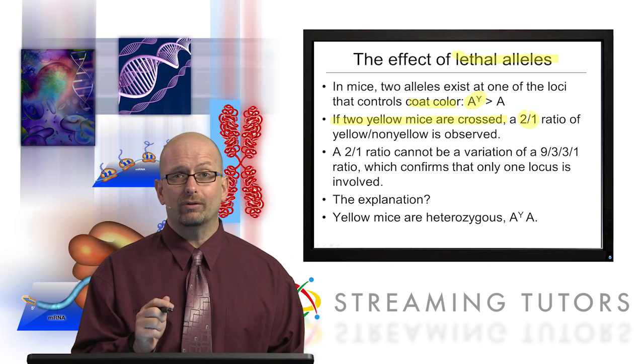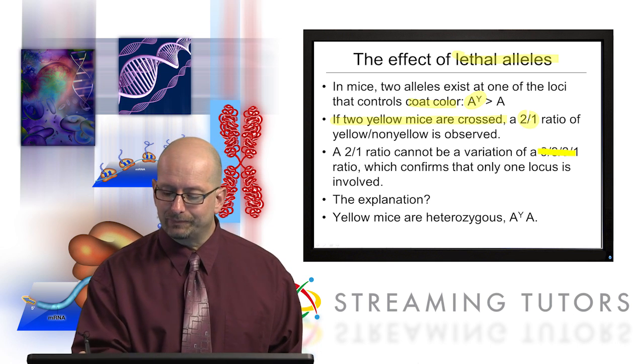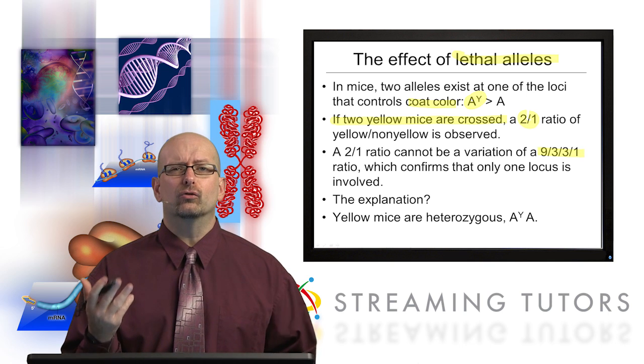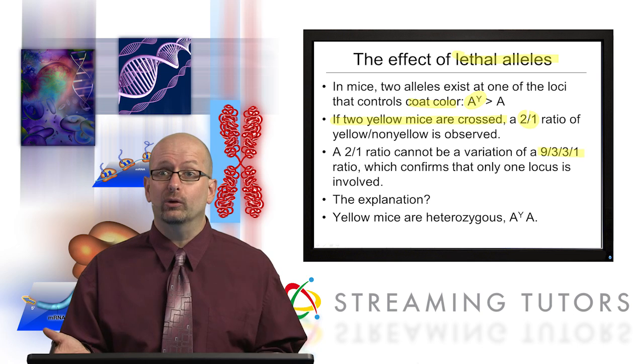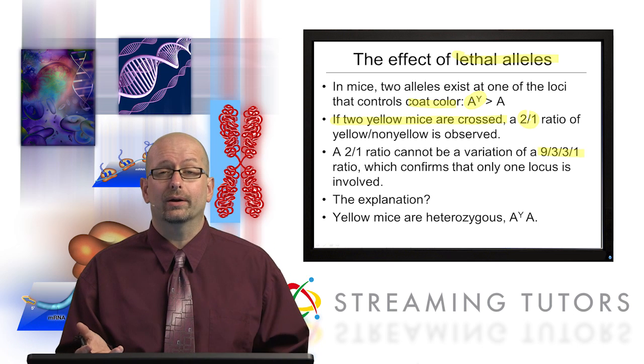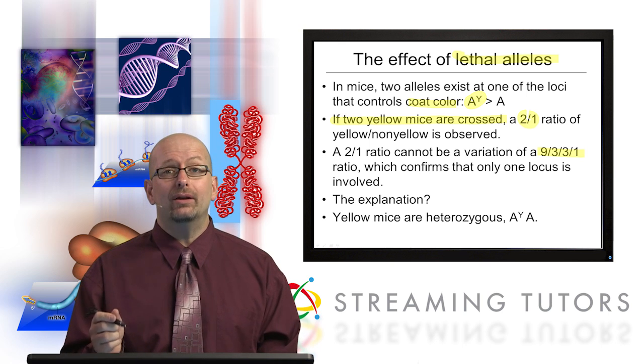But a 2-to-1 ratio, guys, it's certainly not 3-to-1. There's no way to make, which is why I put this separate, there's no way to think of a 2-to-1 ratio in the context of 9-to-3-to-3-to-1. It really just doesn't work. No way I can see. So what is the explanation?